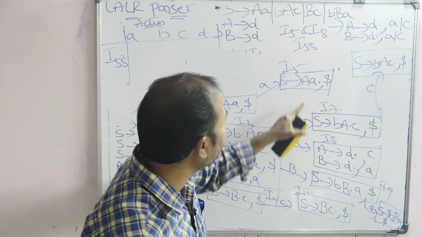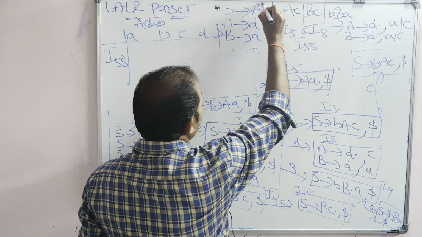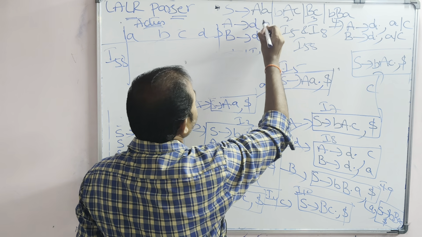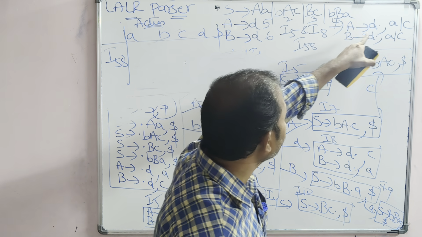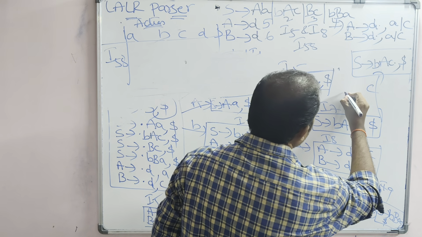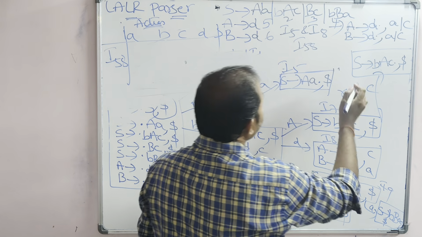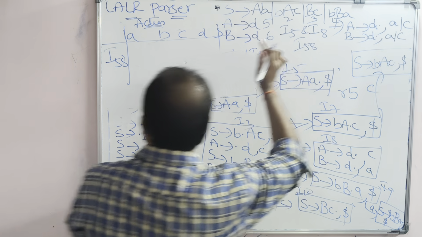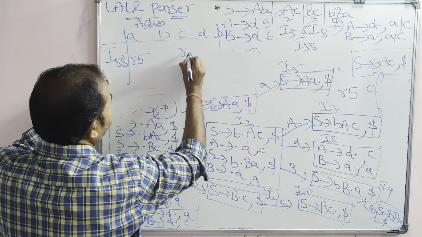Let us focus mainly on this I58 part. This is the first production, second production, third production, fourth production. A produces D is the fifth production, B produces D is the sixth production. A produces D dot is the fifth production. This is a final item, so we write R5. The look ahead is A and C, so we have to write AC in the R5 part.